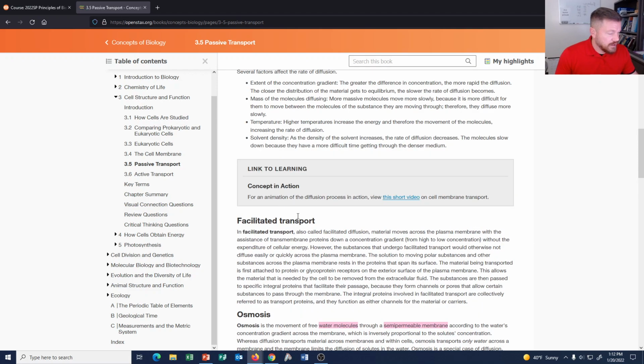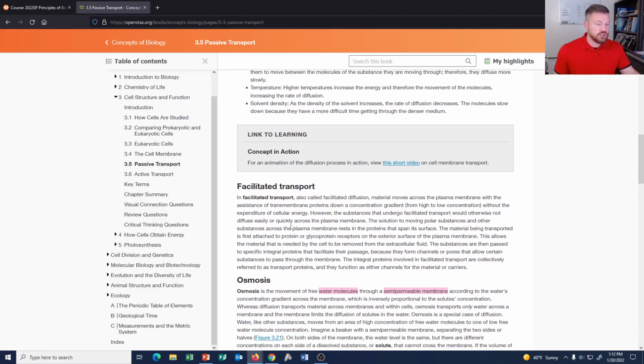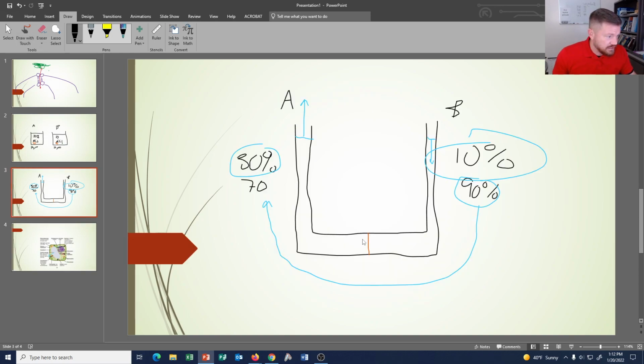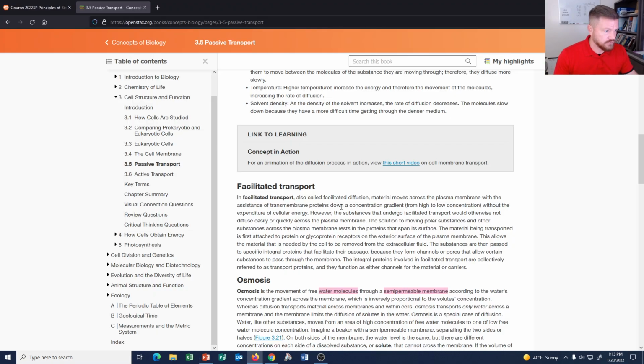The other thing they talk a little bit about here is facilitated transport or facilitated diffusion. A facilitator is anything that helps a process move along. If I go back to my drawing, let's say that there was a little gate or little channels in here that helped the water move. Not helped in the sense of giving it energy to move, but maybe the holes were just a little bit larger so water could move through more easily. That would be facilitated diffusion. Anything that helps the process along, or facilitates the process, that's facilitated diffusion, or facilitated transport.